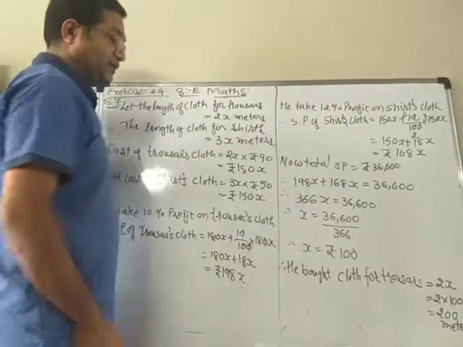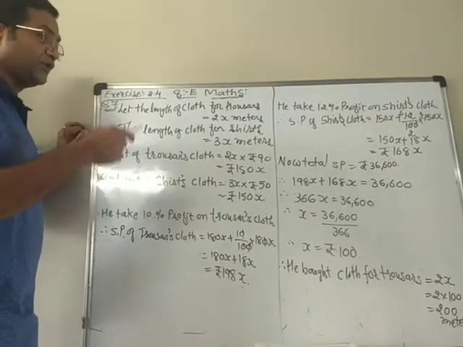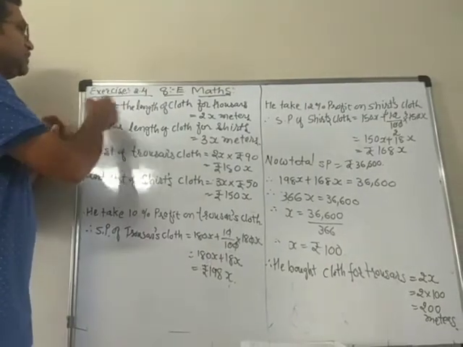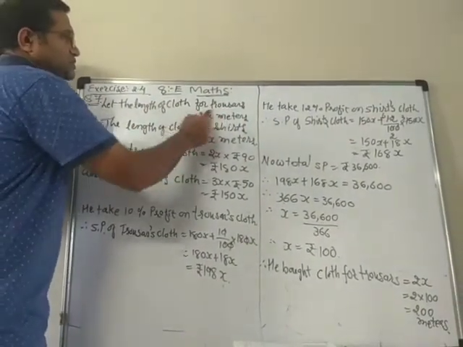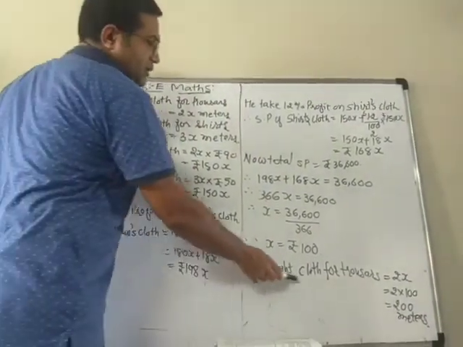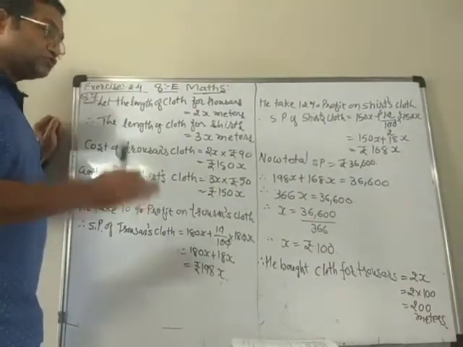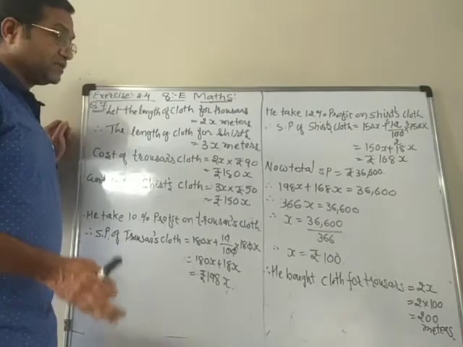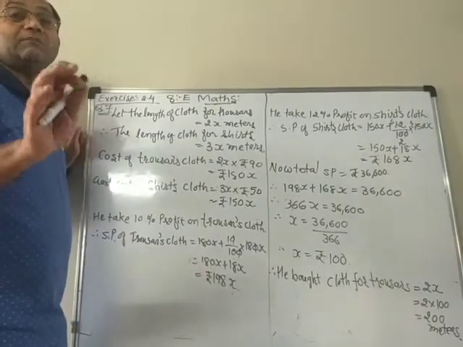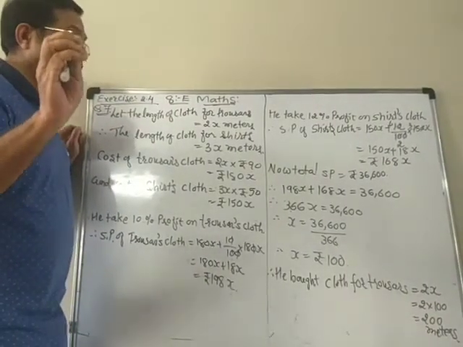But what we have to find is how much cloth for trousers he bought. In the beginning we took that it is 2x. So the cloth for the trousers is equal to 2x, which is 2 multiplied by 100. He bought 200 meters of cloth for the trousers.